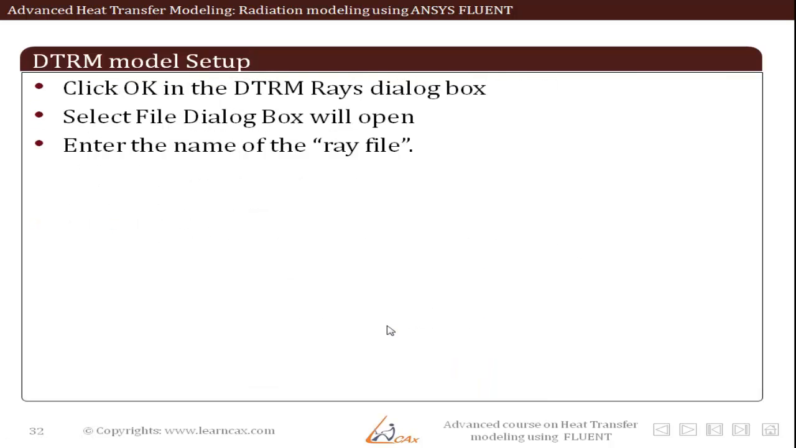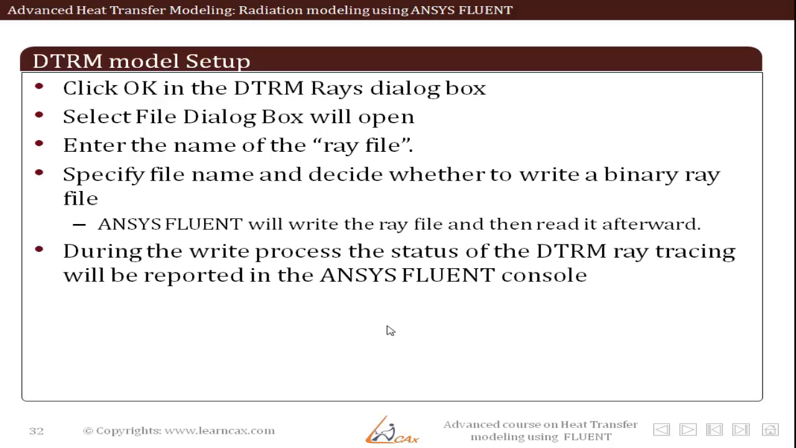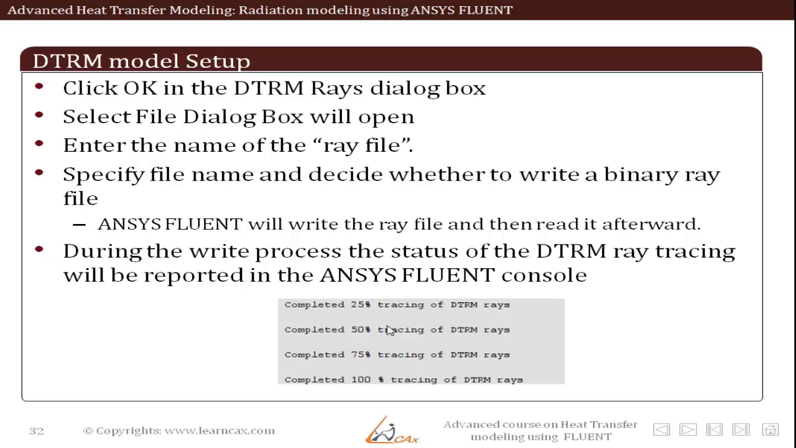Then click OK in the DTRM dialog box. After that, the select dialog box will open. Enter the name of the ray file and decide whether to write a binary file. Now ANSYS Fluent will make the ray calculations, write the ray file and read it afterward. During the writing process, the status of the DTRM ray tracing will be reported in the ANSYS Fluent console as shown here. So this is the status of ray file writing.